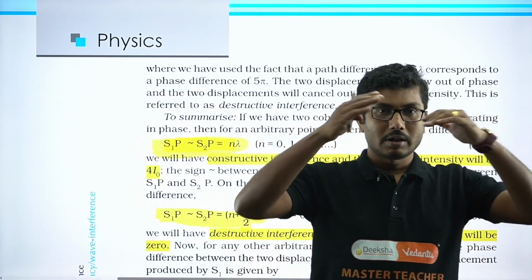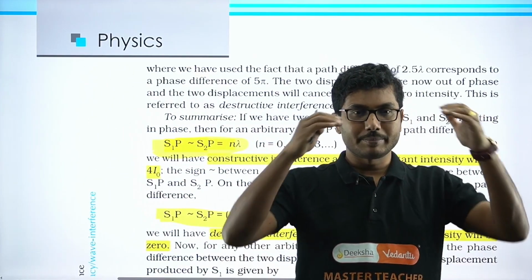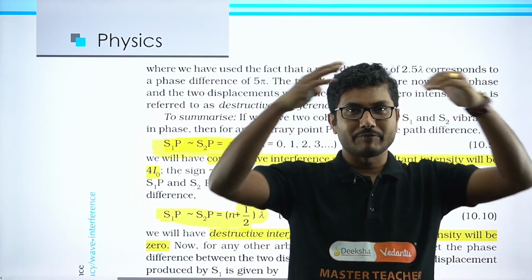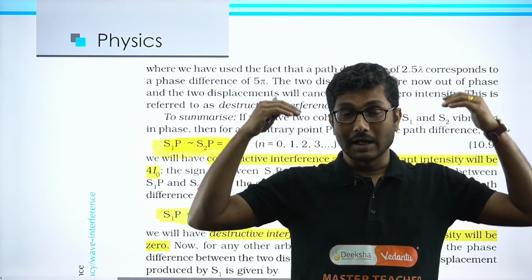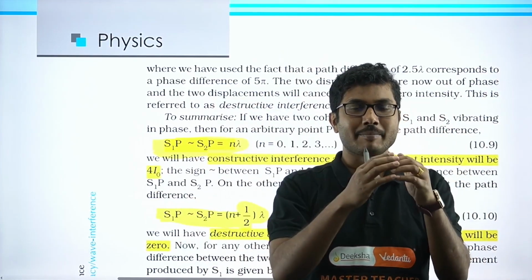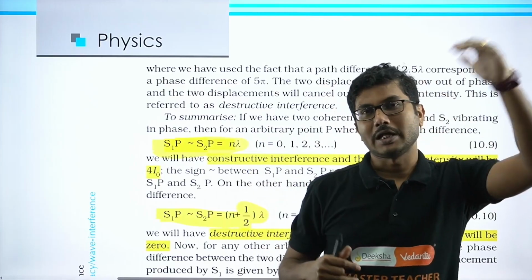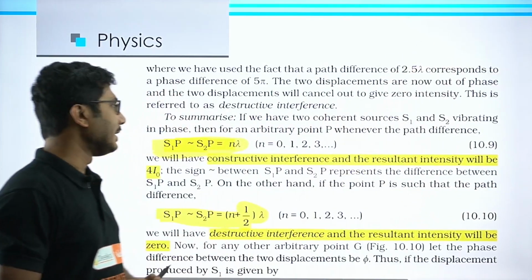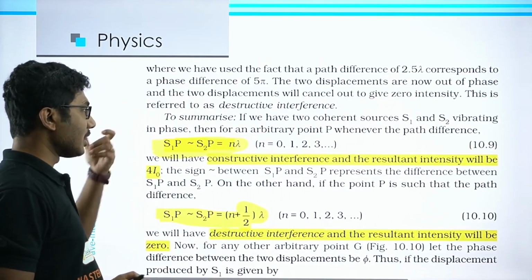If the interference is happening when the two waves are meeting each other in the same phase, that is, when the path difference is lambda, they are giving you a high intensity, that is called constructive interference.